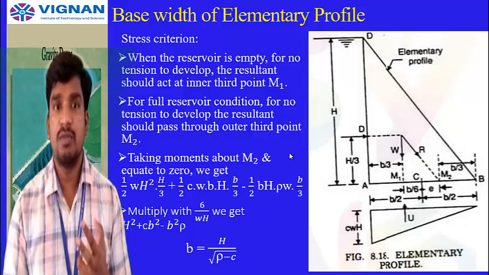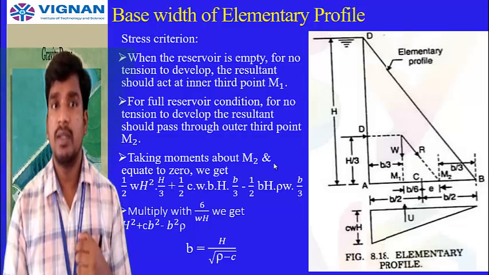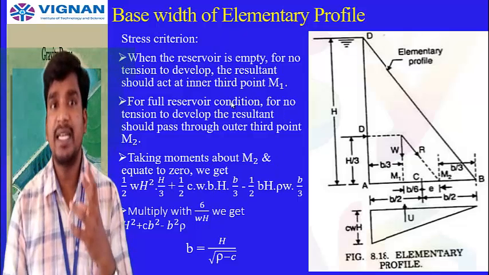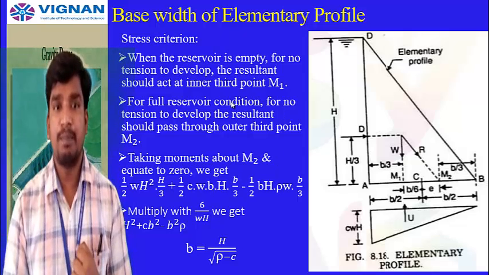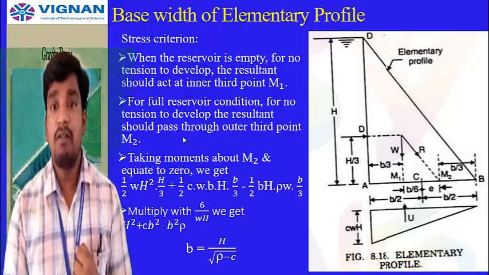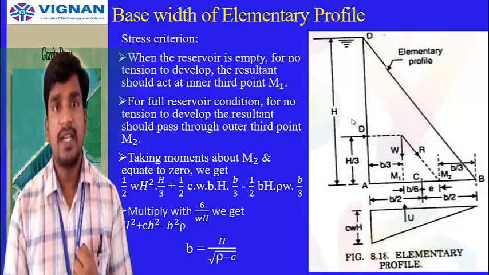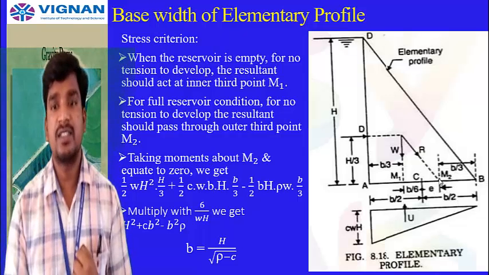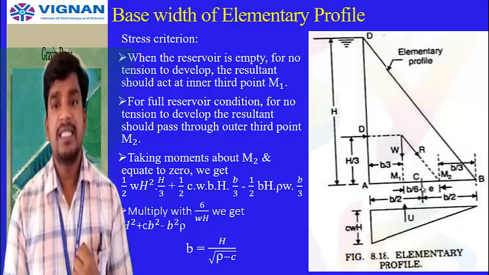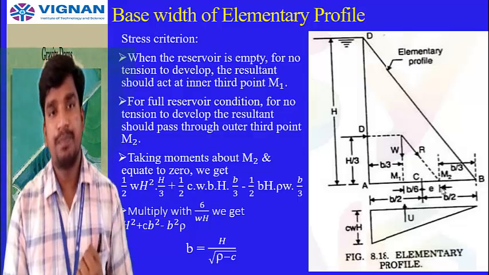In the next case, when the reservoir is full, what happens? If we want there to be no tension developed in the base of the dam, then whatever the resultant force is because of the vertical and horizontal forces, this resultant force should act at the outer third point, that is at M2, which is at a distance of B by 6 from the center of the base of the dam.